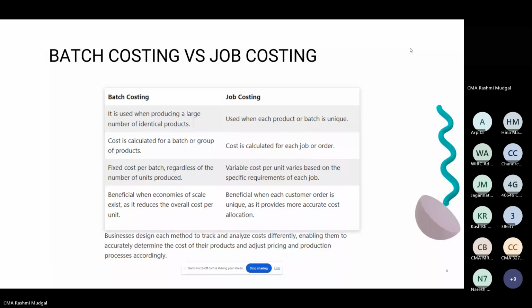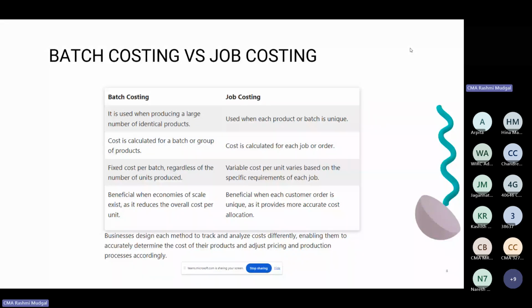Batch costing is beneficial when economies of scale exist and it reduces the overall cost per unit. But in job costing, this is not there. Yes, it gives you the accurate cost allocation per job because of the customer requirement.